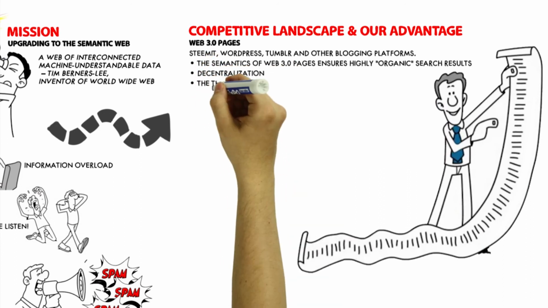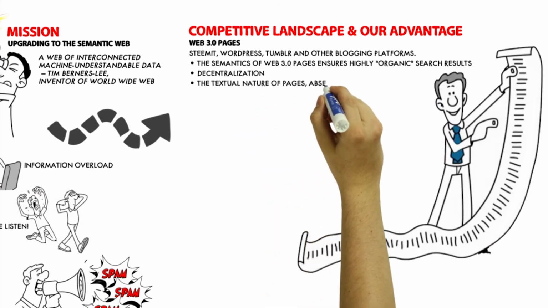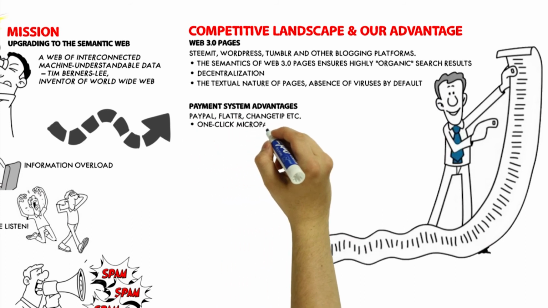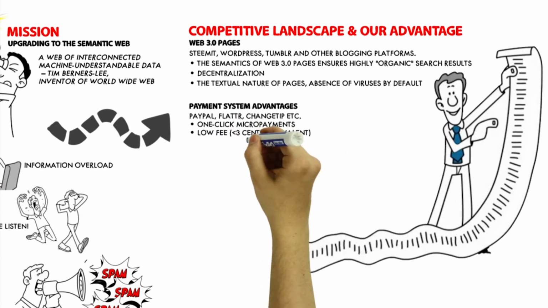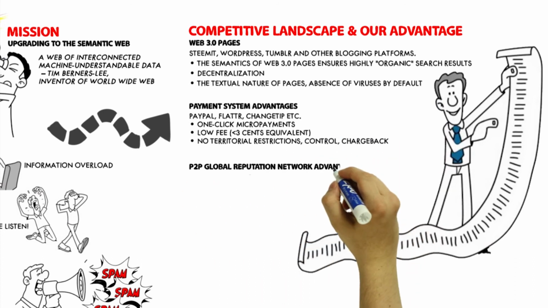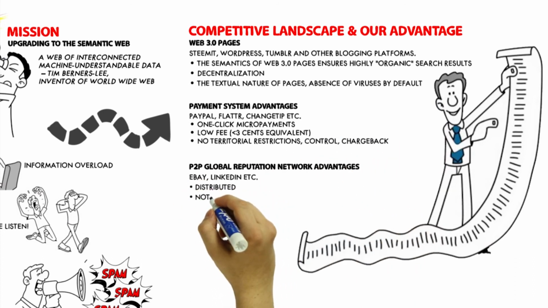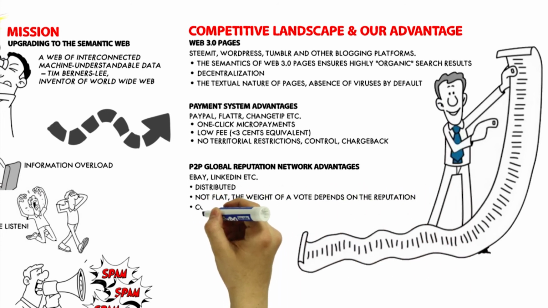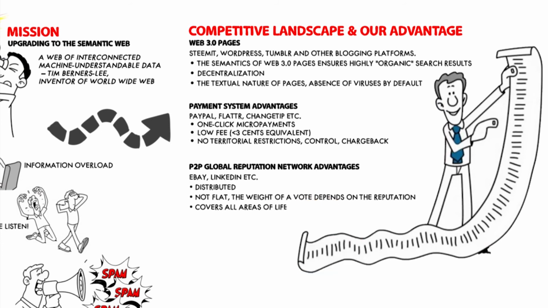Decentralization. The textual nature of pages, absence of viruses by default. One-click micropayments. Low fee. No territorial restrictions, control, chargeback. Distributed. Not flat. The weight of a vote depends on the reputation. Covers all areas of life.